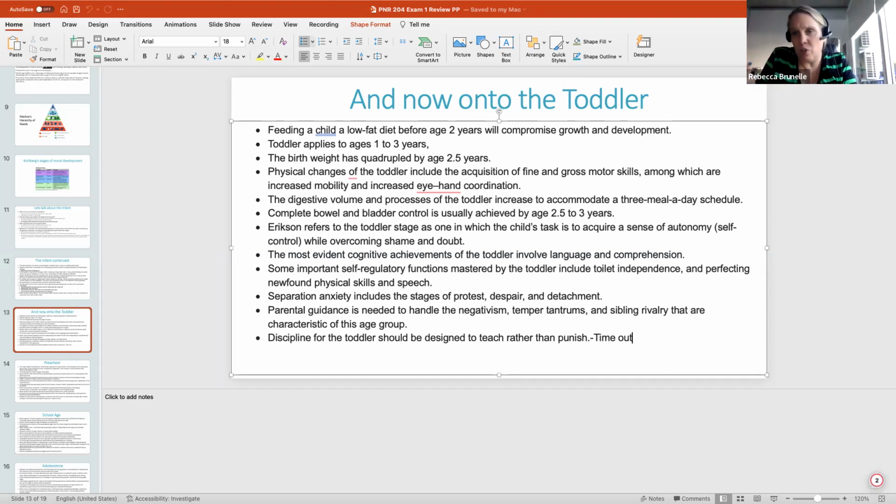And it can be really embarrassing. You can be in Target or something like that, and they're throwing a fit and you're embarrassed. But the best thing to do is just let them have a temper tantrum. And then you can put them in timeout for 2 minutes and say, we don't do this. But in the moment, you just let them have their fit. Cry with them. Have a fit with them. They look at you like you're crazy.